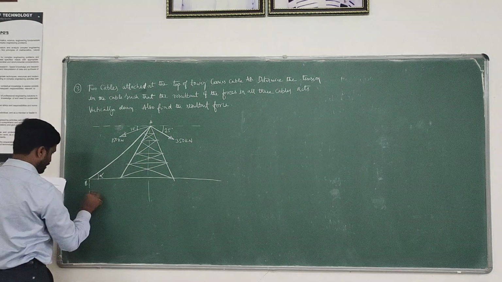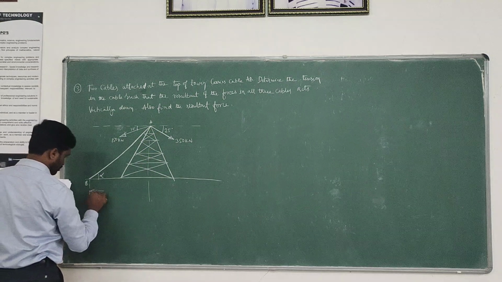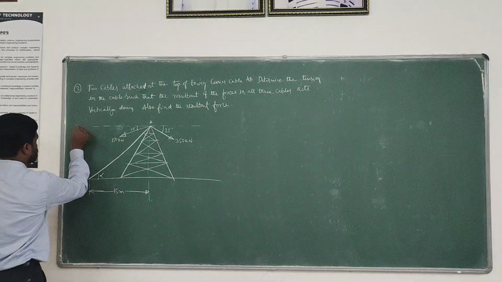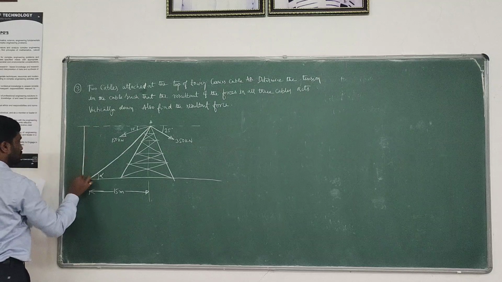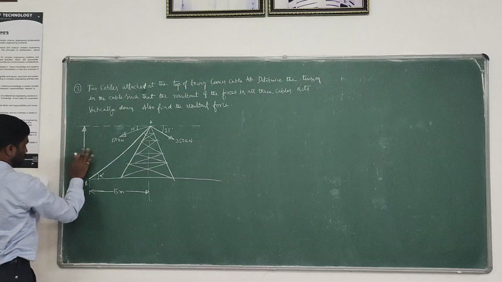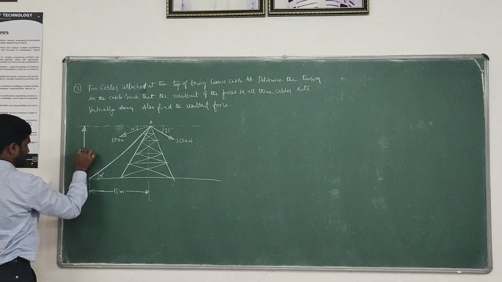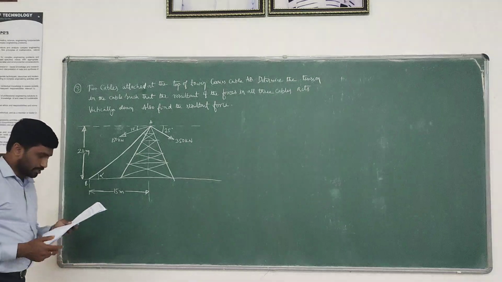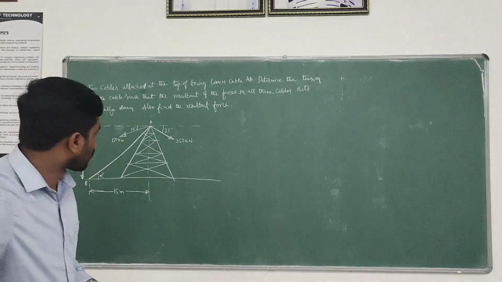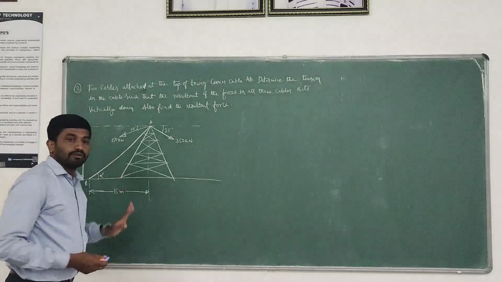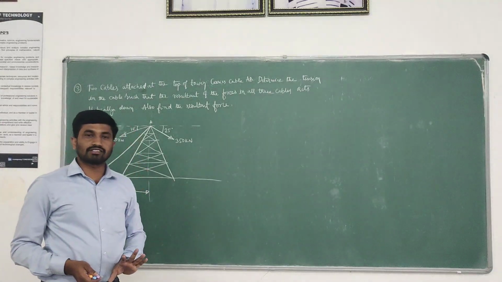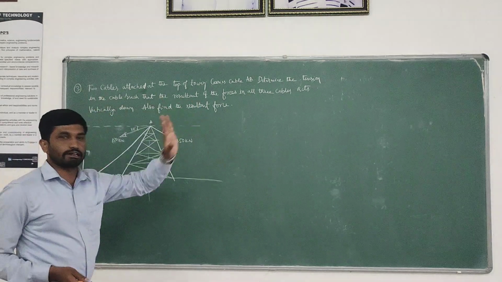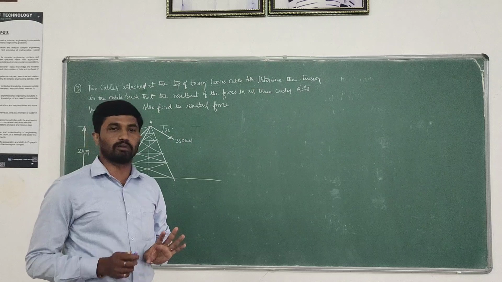It's a guide cable. The distance is 15 meters and the vertical height of the transmission tower is 20 meters. So this is the given problem, and it is a very important problem. It is generally asked for 12 marks, minimum 10 marks, in VTU examinations. So we have to observe the given data carefully to solve this type of problem.